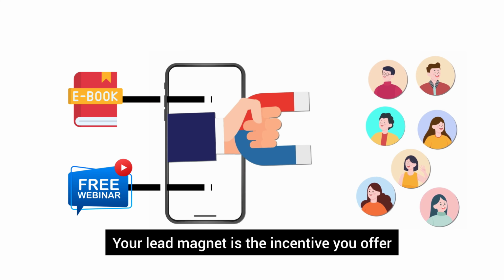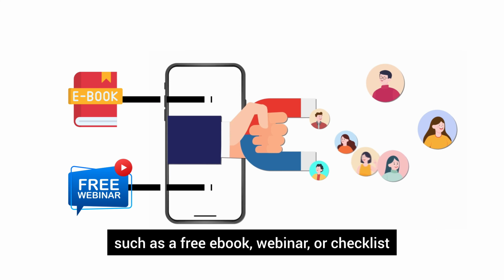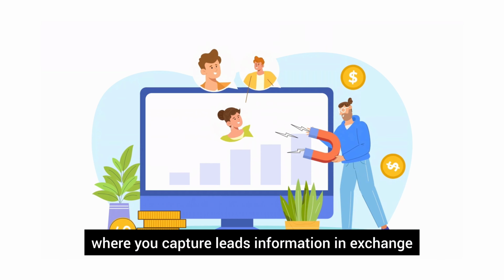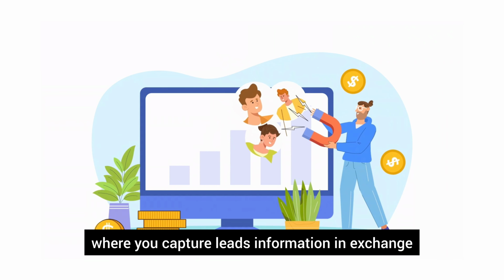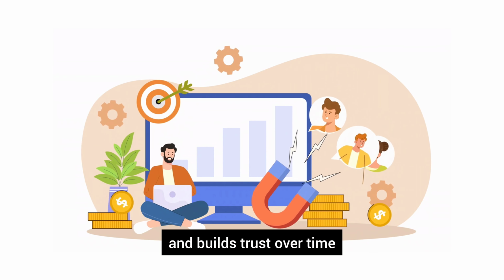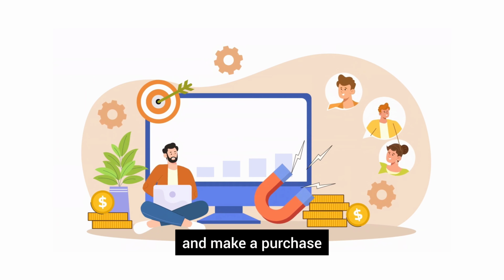Your lead magnet is the incentive you offer to attract prospects into your funnel, such as a free ebook, webinar, or checklist. The landing page is where you capture leads' information in exchange for the lead magnet. The email sequence nurtures leads and builds trust over time, while the sales page persuades leads to take action and make a purchase.